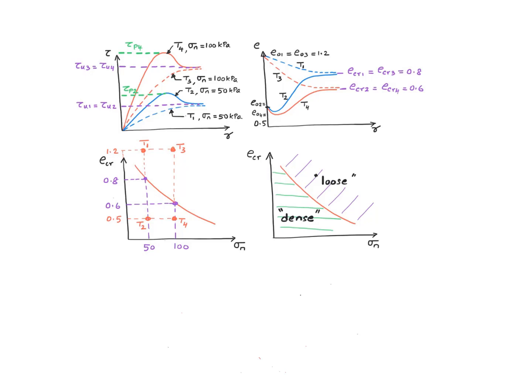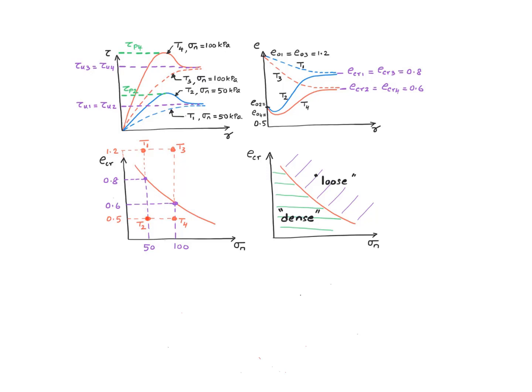So for test number 1, it starts here, but it always travels on that vertical line because in a direct shear test, we don't change the normal stress, right? So we keep 50 kilopascal initially, and it stays as 50 throughout the test. And therefore, the path from the initial point to the final point is this vertical line right there, but it starts there and ends up on the critical state line. All right, so the initial void ratio is 1.2, the final void ratio is 0.8, because that point happens to be right on the critical void ratio line.